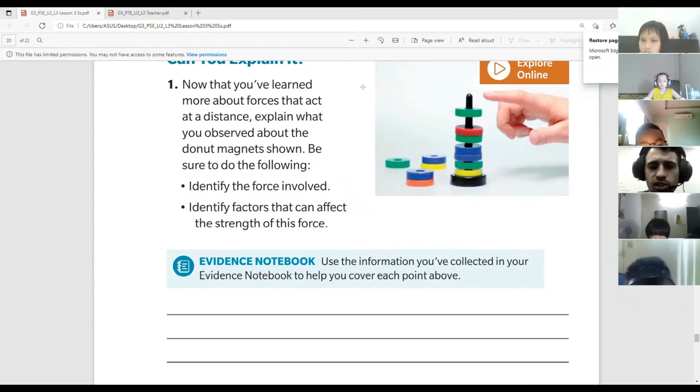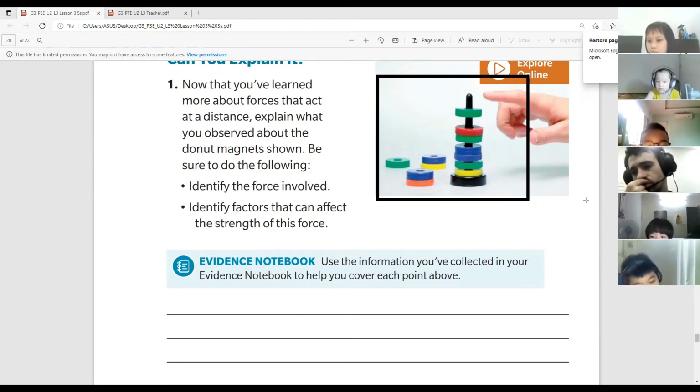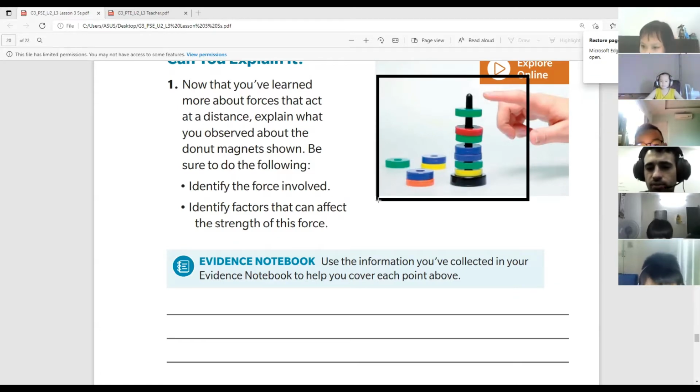Okay, first, let's identify the force. What force is in the picture? Alex, what force is in this picture? In this picture, the force is the magnetic force. Okay. So this is a magnetic force.